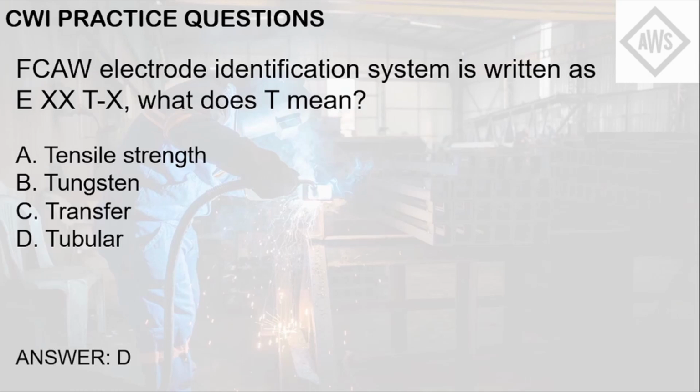Tensile strength refers to the first two or first 2 to 3 digits of this FCAW electrode identification system. Tungsten does not refer to FCAW, it refers to GTAW. Transfer, or the mode of transfer here, does not refer to FCAW but to GMAW. So you need to distinguish them. For FCAW, when you see that T in that electrode identification system, that means tubular.